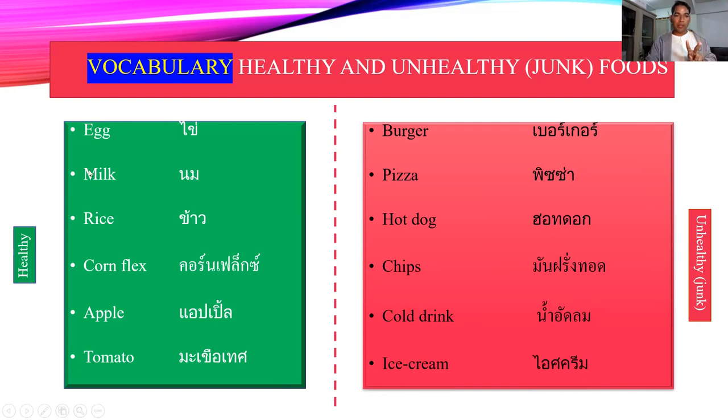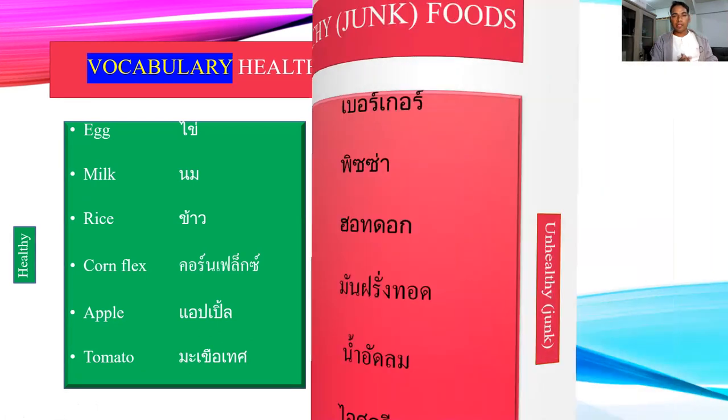So today we learned all the words about healthy or unhealthy. In healthy food, egg, very good. Milk, every day you can drink, your brain will be good. Rice, cornflakes, apple, tomato is good. In unhealthy, burger, not good. Pizza, not good. Hot dog, not good. Chips, not good. Cold drink, not good. Ice cream, not good. Understand? Next.